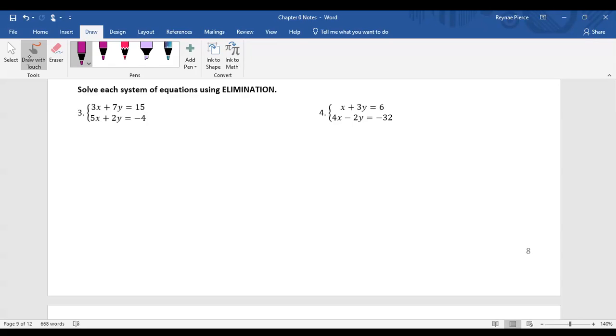Okay. So here, I am actually going to multiply this whole top equation by a negative 2. Ooh, that's fun. Multiply by a negative 2. And then I'm going to multiply the bottom equation by 7. Okay. The top equation then is going to be negative 6x.